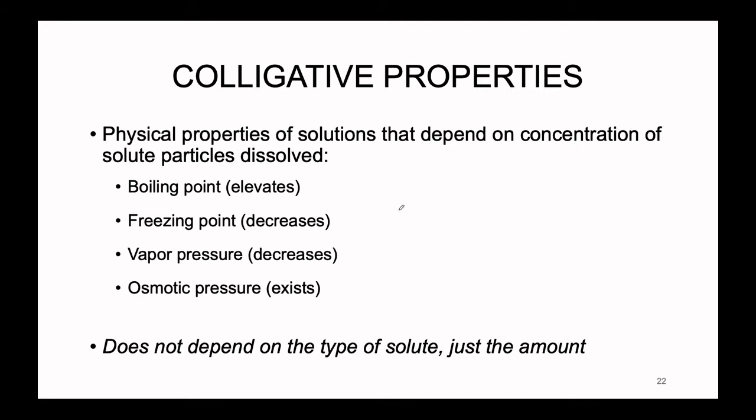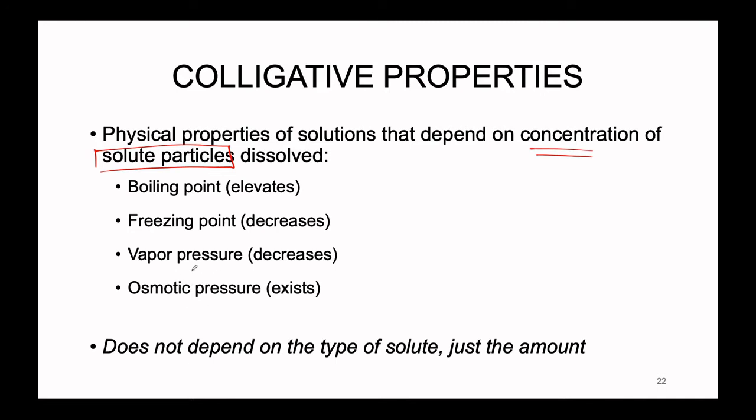Colligative properties are the physical properties of solution that depend on the concentration of the solute particles dissolved. So the types of properties unique to solutions that we will be talking about are those that the solute particles present are able to impact. The four ones that we will be introducing are boiling point elevation, freezing point depression, vapor pressure depression, as well as the introduction of osmotic pressure.